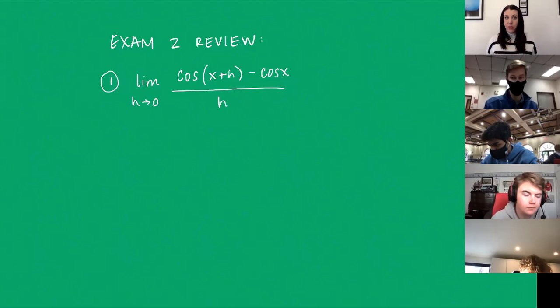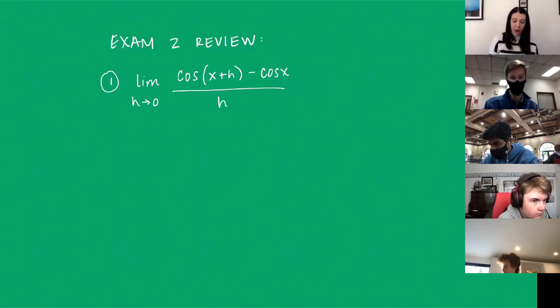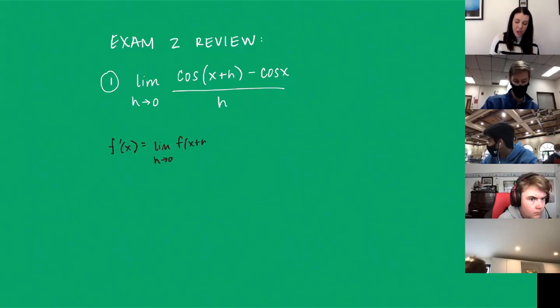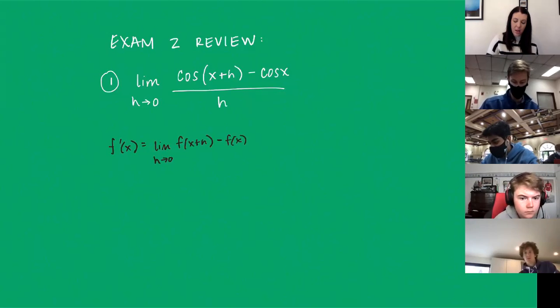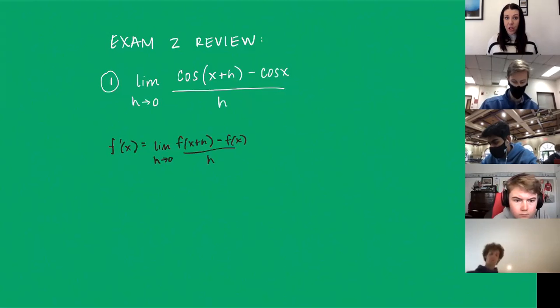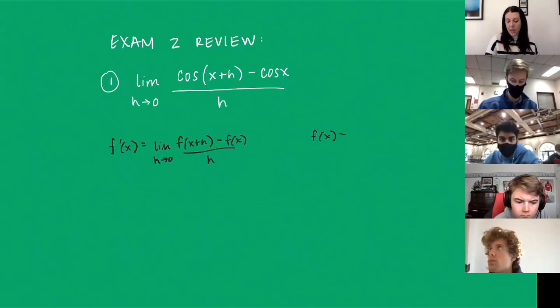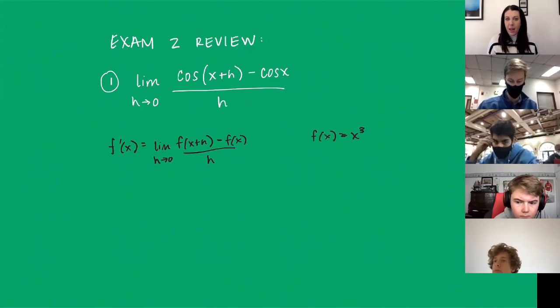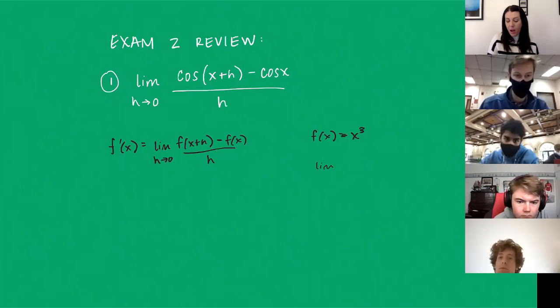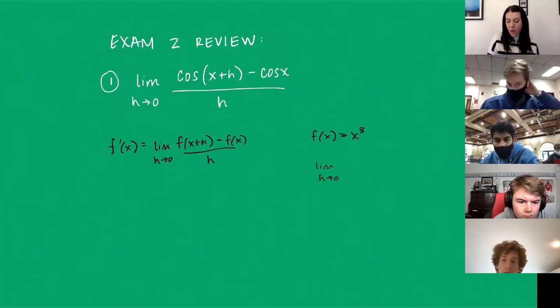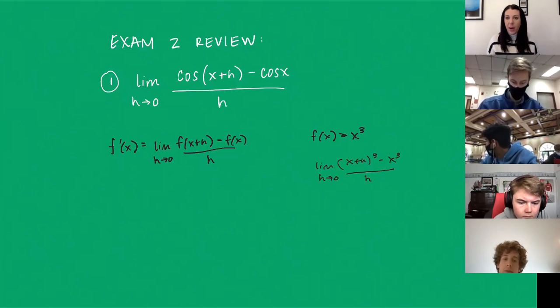What this should remind you of is the definition of the derivative. That's what this looks like, right? Our definition of the derivative says, if I'm trying to find f prime of x, I would do the limit as h approaches 0 of f of x plus h minus f of x all over h. Now if f of x was x cubed, then we would have the limit as h goes to 0 of x plus h cubed minus x cubed all over h. Right? That's what we would do if our function was x cubed.